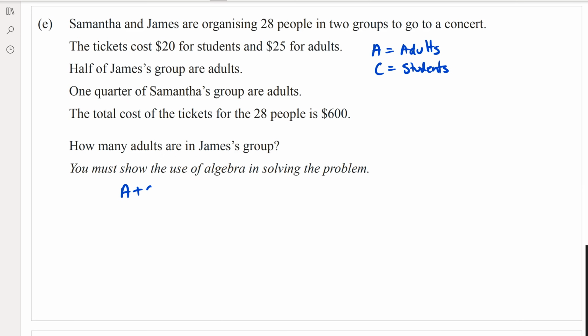So what we have is A plus C equals 28. And we know that it costs $600 in total, with $20 for students and $25 for adults. So we can say 25A plus 20C equals 600. Basically I got that from here, so that's where this equation is coming from. And of course the 28 is coming from here. So our first step is to figure out how many adults there are, and then we can figure out how many people are in James's group and Samantha's group.